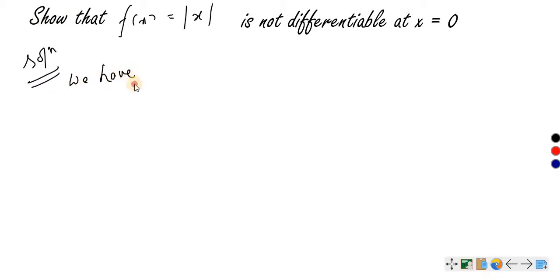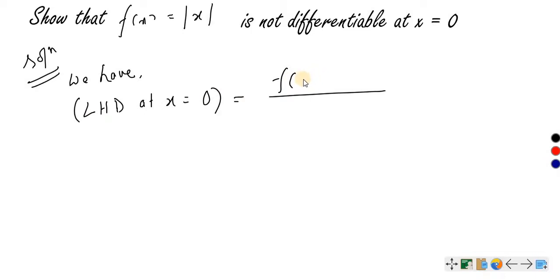What we have? Left hand derivative, LHD, at x is equal to 0. If you see, this is the value of x given, at which we have to find differentiability. Left hand derivative at x equals 0 is equal to, we can write, f of x minus f of c over x minus c, where c is 0, with limit x approaching c. Since it is left hand derivative, we put a minus sign.